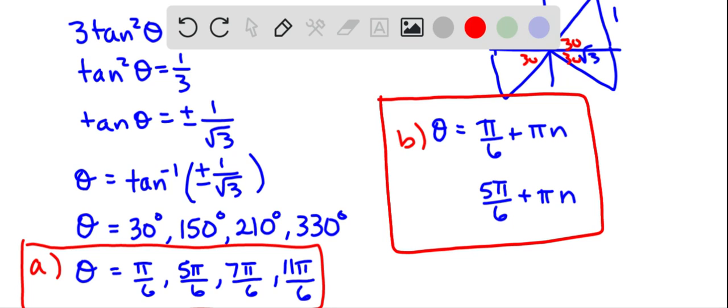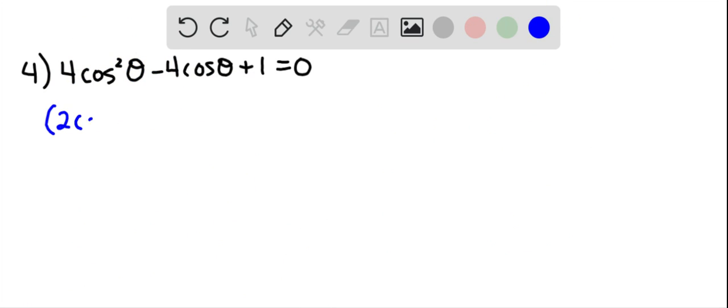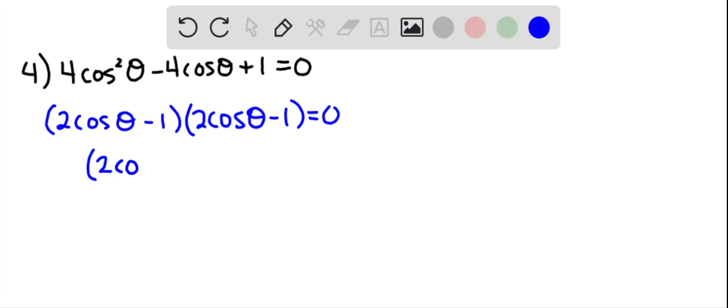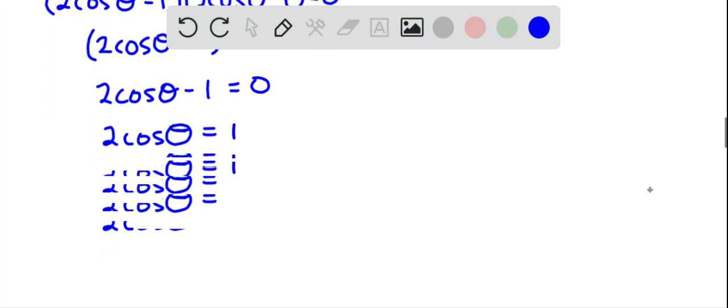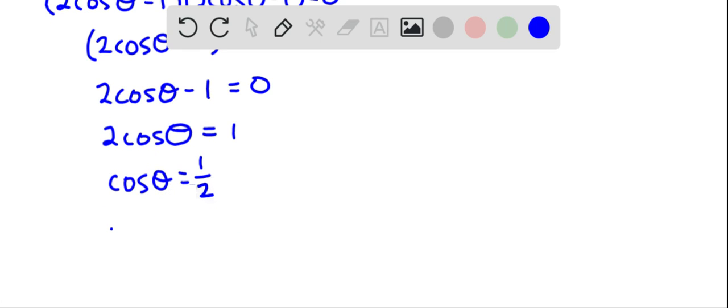Okay, here's number 4, and it's factorable. So we're going to factor it into 2 cosine theta minus 1 times 2 cosine theta minus 1. Now those are the same, so you can write it as 2 cosine theta minus 1 quantity squared. You can square root both sides, and we just have 2 cosine theta minus 1 equals 0. Add 1 to both sides, and divide by 2, and take the inverse cosine.